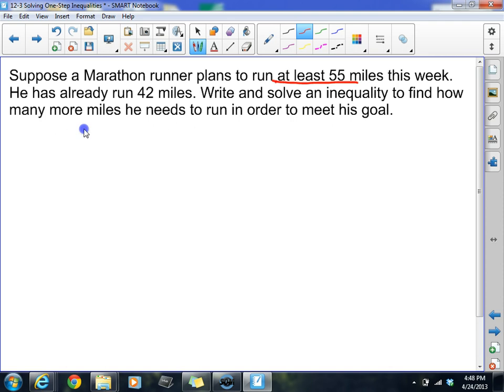Now, the key is at least 55 miles. That means he can run 56 miles, 57, 58, 59, 60, he can run 300 miles and meet his goal because he needs to run at least 55 miles. So we'd say it like this: greater than or equal to. Oh, I got that wrong. I said it right, but I didn't write it right. Greater than or equal to 55.